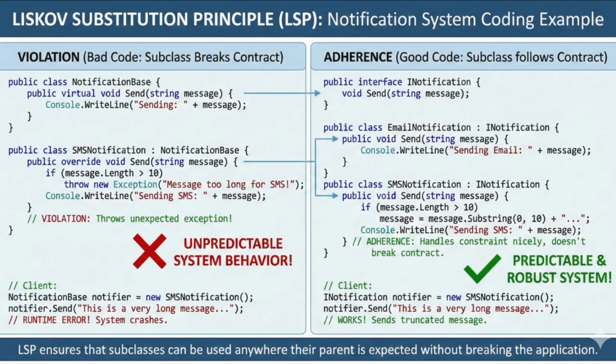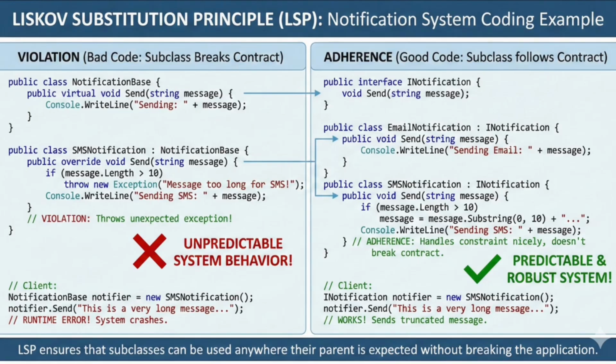This image explains how the Liskov substitution principle, LSP, applies to a notification system. According to LSP, a subclass must be able to replace its parent class without causing errors or changing expected behavior. Left side, LSP violation, bad design. On the left side, we have a base class, NotificationBase, which contains a sendMessage method.